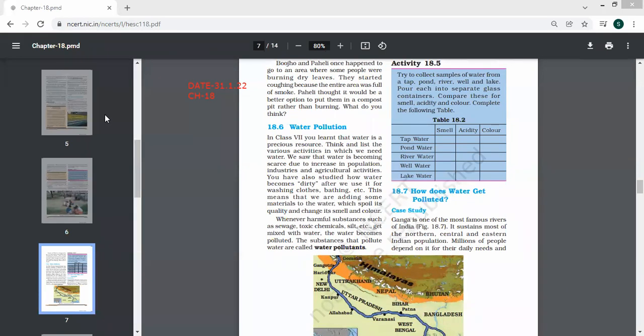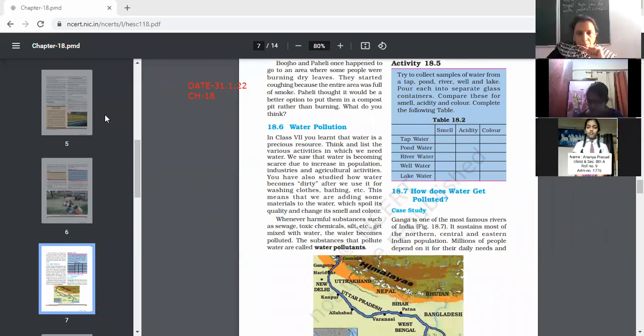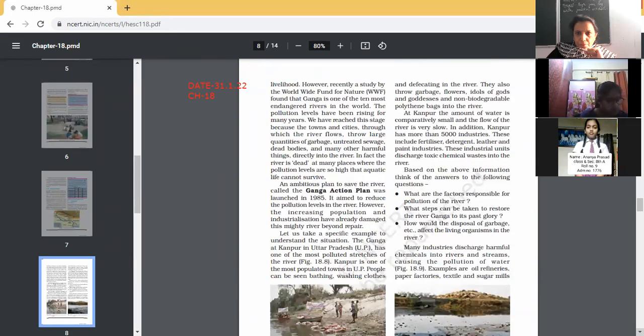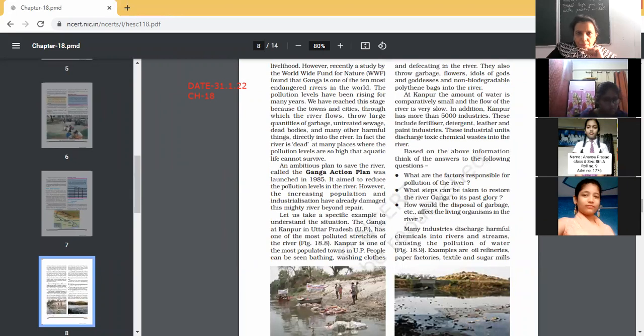Ganga is one of the most famous rivers of India. It sustains most of the northern, central, and eastern Indian population. Millions of people depend on it for daily needs and livelihood. However, recently a study by the World Wide Fund for Nature (WWF) found that Ganga is one of the 10 most endangered rivers in the world. The pollution level has been rising for many years.